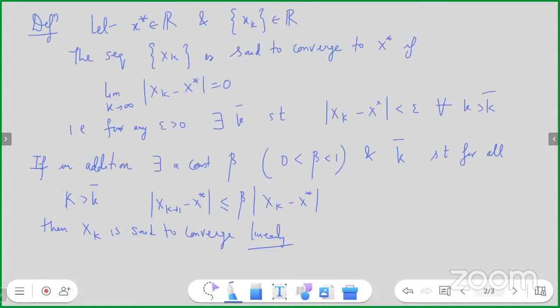Not all algorithms will converge linearly. It's also called contraction. I like to use the word contraction because what is happening is it's strictly getting contracted in each step with a fixed beta. So beta doesn't depend on anything. Beta is a constant. If beta depends on k, it's a different beast. You'll think of that next.